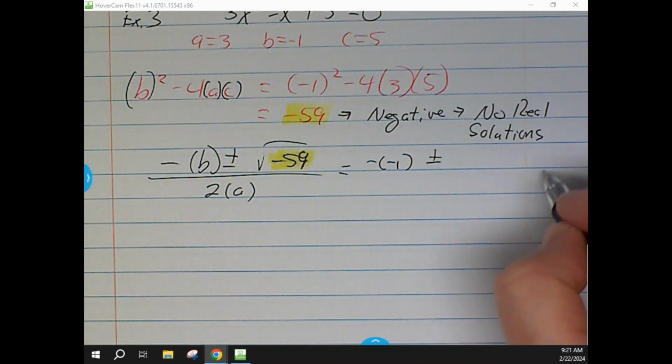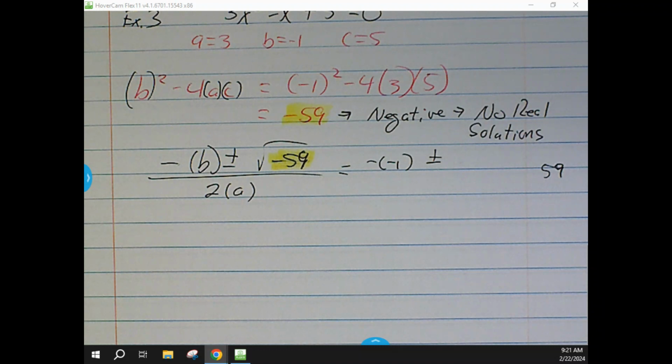If we try to break down 59, is there anything you can divide into 59? No, because you'd have 3 times 20 to get you 60. 5's not going to work, because 5 times 12 would be 60. If you check 7, 7's not going to work. 9's not going to work. 59 is prime.